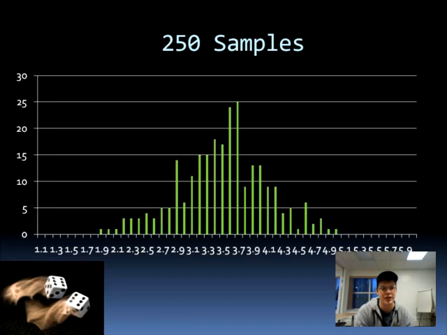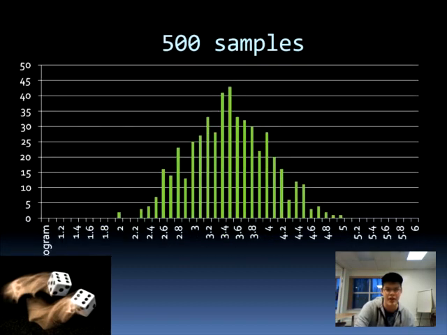250 samples demonstrates the bell curve much better. And finally, we have 500 samples that shows a perfect example of a bell curve and the central limit theorem's magic.